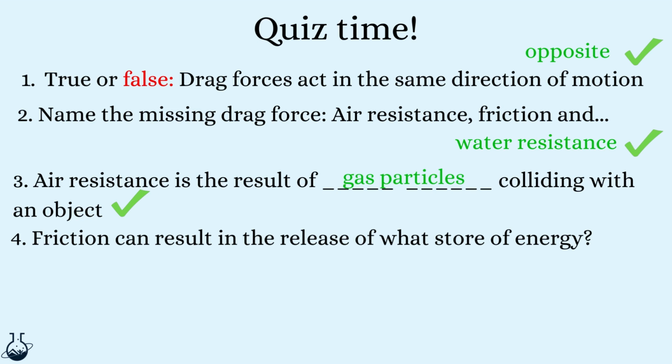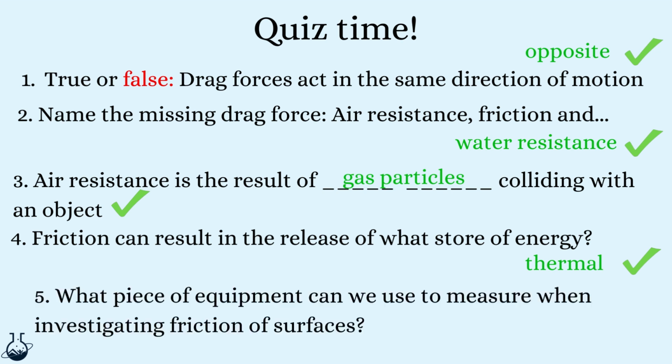Question 4. Friction can result in the release of what store of energy? Thermal energy, or heat energy is also okay. And finally, what piece of equipment can we use to measure when investigating friction of surfaces? A Newton meter. Excellent work.